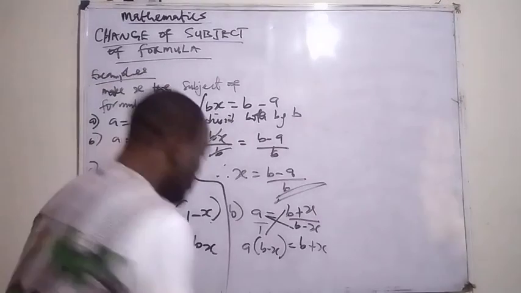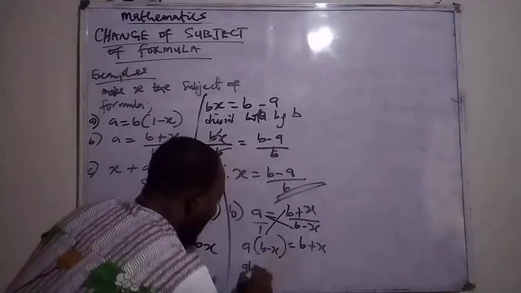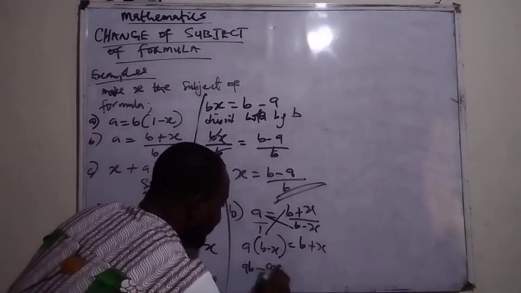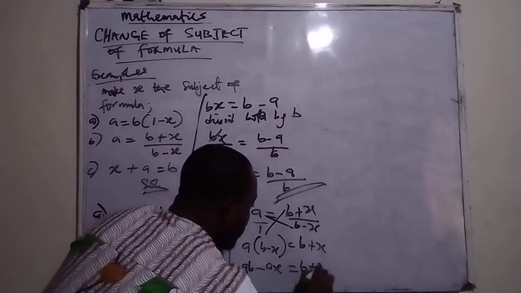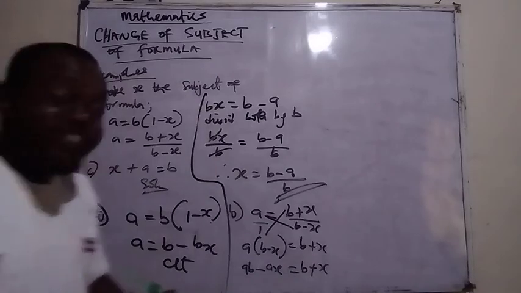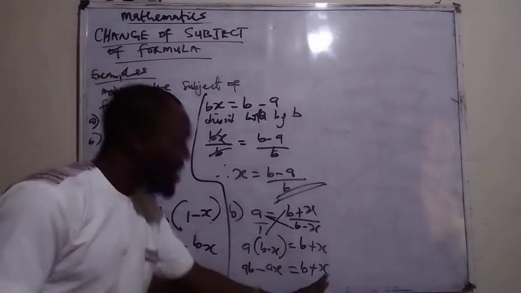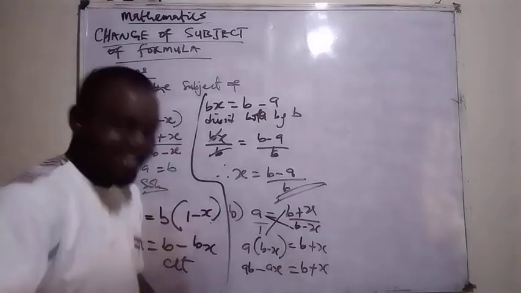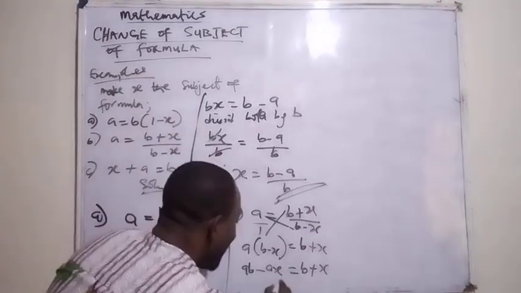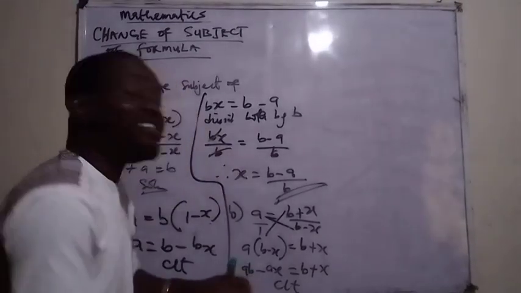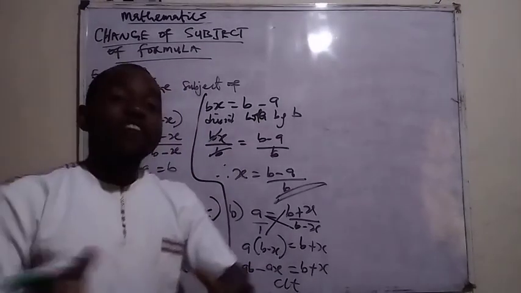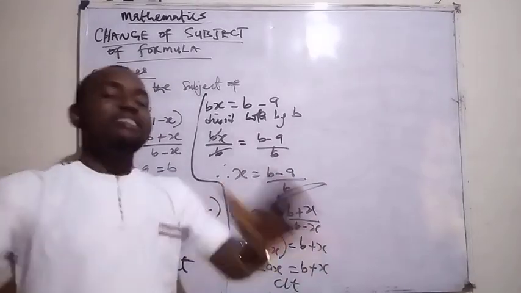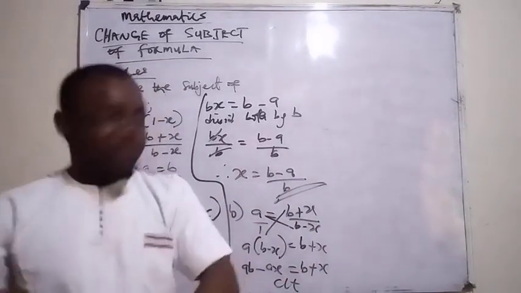So, A times B will give us AB minus A times X will give us AX, is equal to B plus X. From here, you now see that we have X at this side, we have X at this side. So please, let's collect like terms. Is that understood? The reason is this, so that X and all the X will be in one side. Every other thing that is not part of X will be in one side.